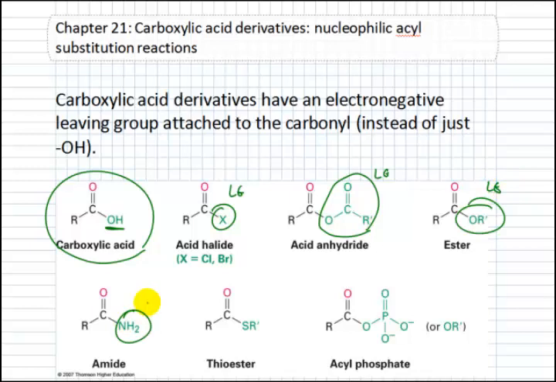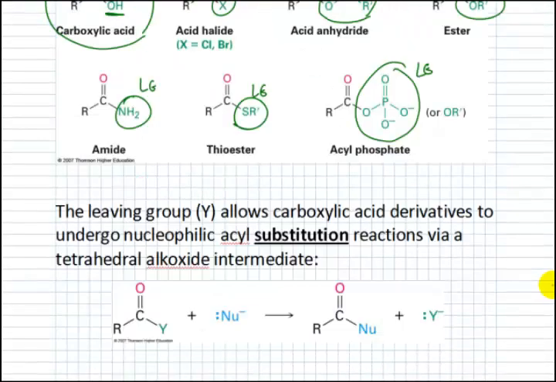An amide has an NH2. A thioester is just like a regular ester except sulfur instead of oxygen. Acyl phosphate has OPO3 attached. So the whole point of having those leaving groups attached to the carbonyl is that it allows us to undergo this nucleophilic acyl substitution reaction.